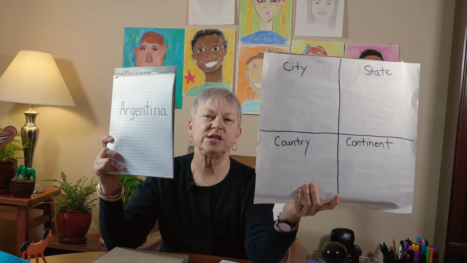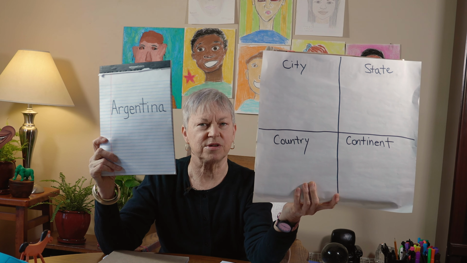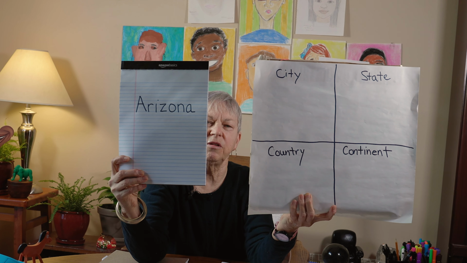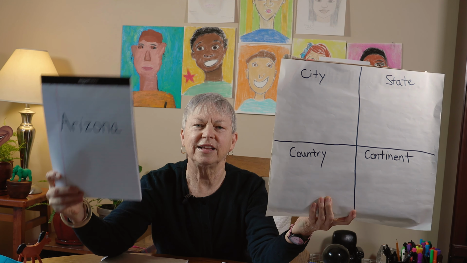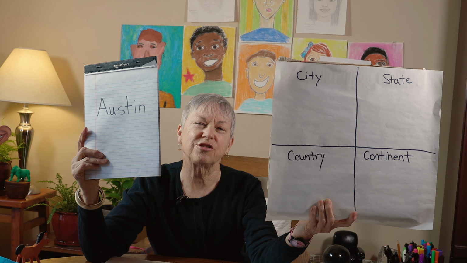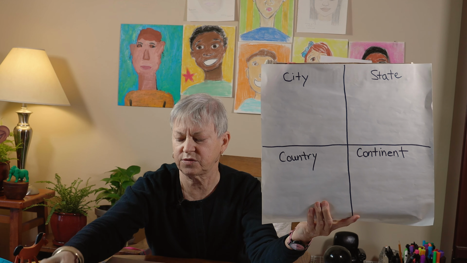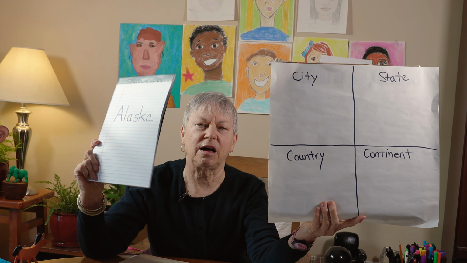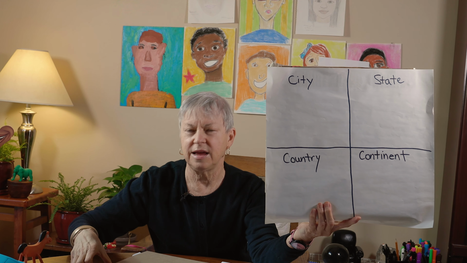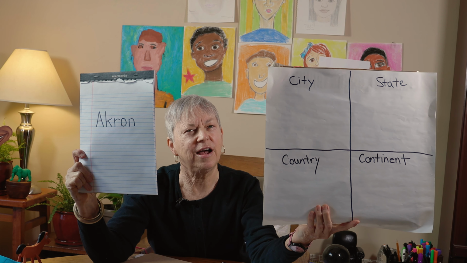Where would Argentina fit? Well, it would fit in the country box, right? How about Arizona? Where would Arizona fit? We know that's a state. How about Austin? Well, we have an Austin here in Minnesota. There's also Austin, Texas, so that would fit in the city box. How about Alaska? The great state of Alaska, the state, right? How about Akron? Well, that would fit in the city box, Akron, Ohio.